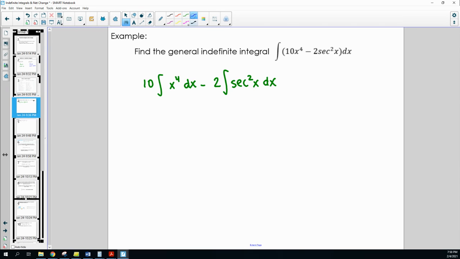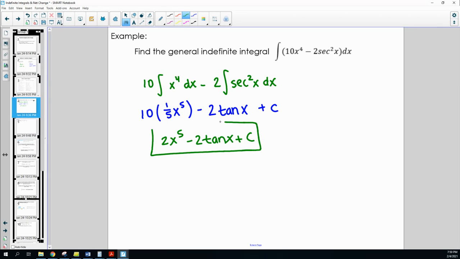From here, I know that the antiderivative of x to the fourth is going to be 1/5 x to the fifth, because I'm going to increase my exponent by 1 and then divide by that number. And then the antiderivative of secant squared, remember you can work backwards, so we could say the derivative of what will give us secant squared, and that is tan x. And then we can't forget our plus c at the end. So if I multiply 10 times 1/5, I'm just going to get 2x to the fifth minus 2 tan x plus c.